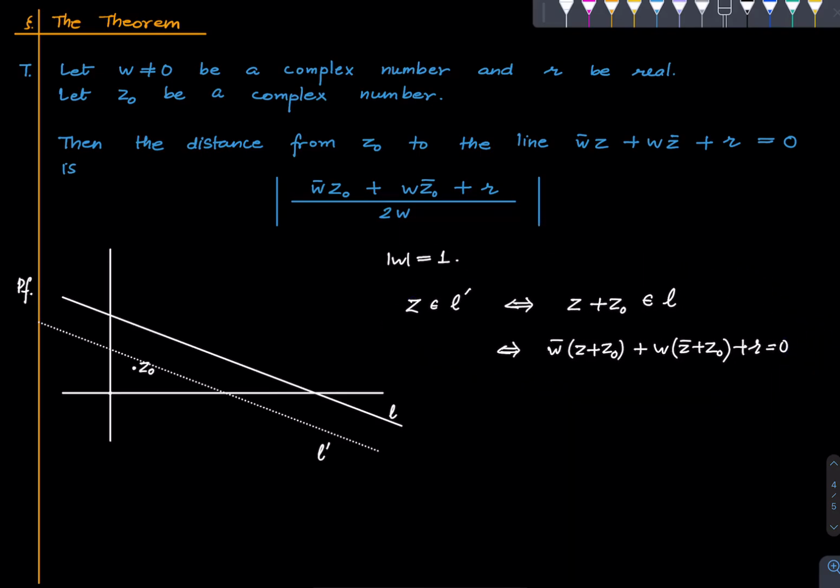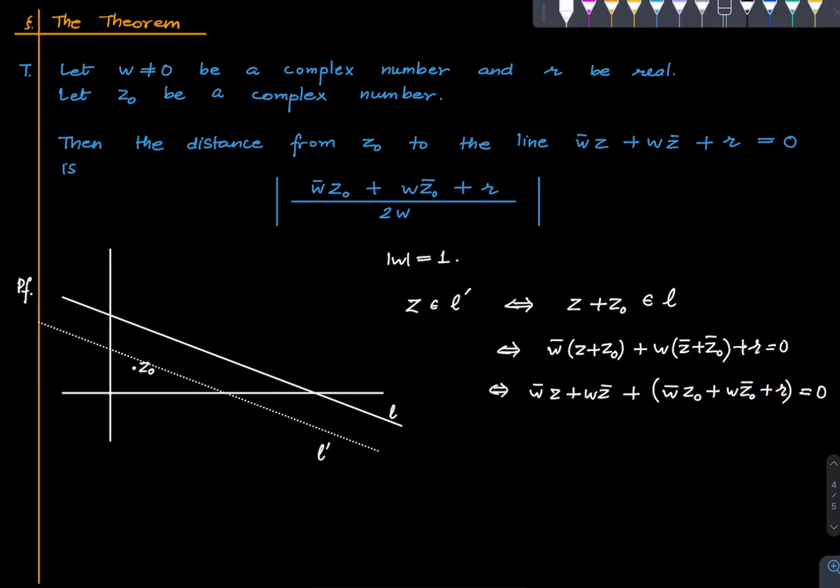So this is if and only if W bar Z plus W Z bar plus W bar Z naught plus W, sorry, this was a bar here which I missed. So this was a whole bar, and hence this is W Z naught bar plus R equals 0. And this is a real number. Why? Because this is a real number and that is a real number.